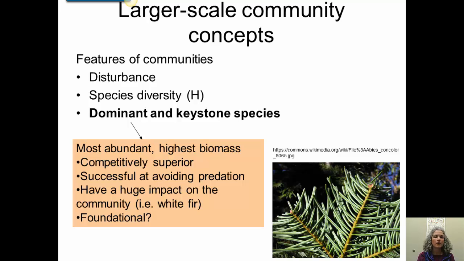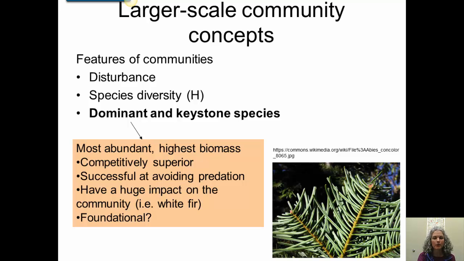Another larger scale community concept is the concept of a dominant species. A dominant species is one that is highly abundant in the community, maybe the one that has the highest biomass within the community. These species tend to be competitively superior. That's the reason why they're so abundant. Some of them are successful at avoiding predation or herbivory in the case of plants. Most of them have a huge impact on the community.